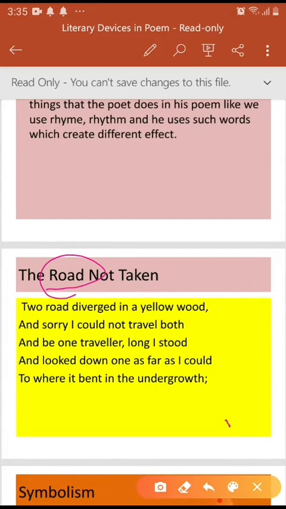Okay, children. As I explained when I was explaining the road in The Road Not Taken, the road symbolizes man's life. So here the poetic device used by the poet is symbolism. Symbolism is the main base of the entire poem. The road is a symbol which represents the two or more choices in our life.